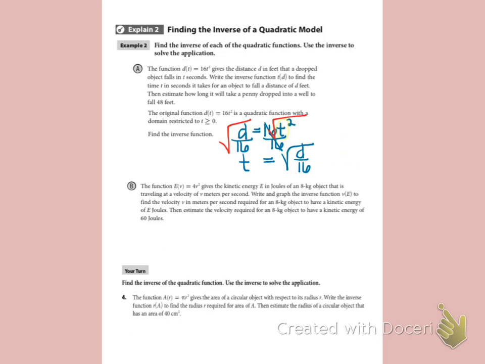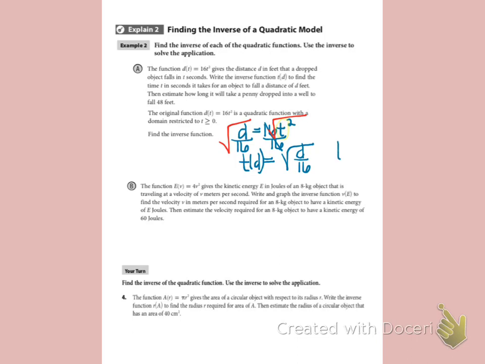And then we're going to go back to function notation, but instead of it being d of t, now it's t of d. So it's time as a function of distance. And now we have a function that we can use to estimate for our given situation.